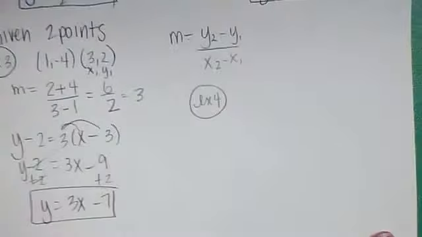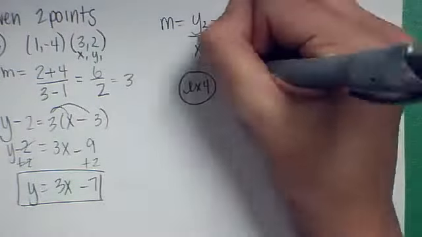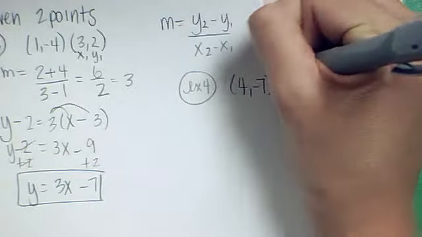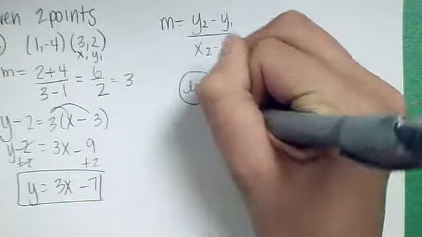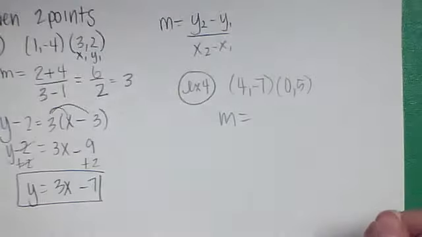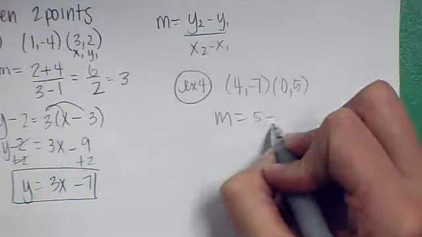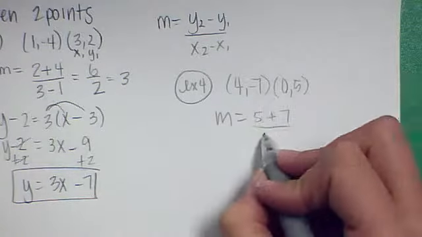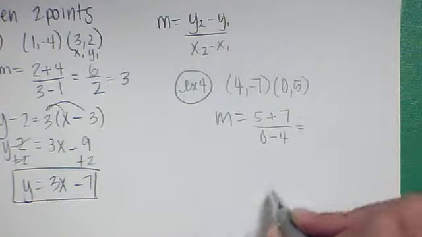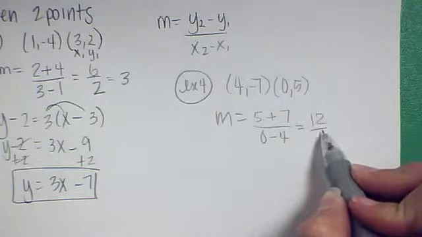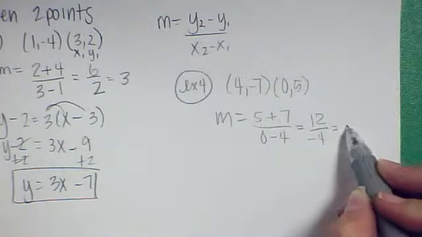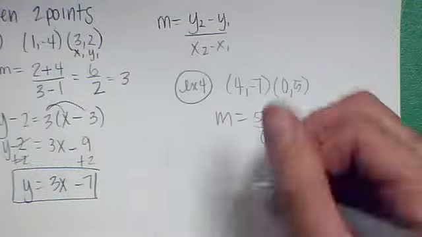Let's do one last one, example 4. Just keep practicing this. If I have 4 and negative 7 and 0 and 5. The first step is to find that slope so that I'll have a slope and a point. So 5 minus negative 7 gives me 5 plus 7 over 0 minus 4. 5 plus 7 is 12 over negative 4. And that reduces to negative 3.